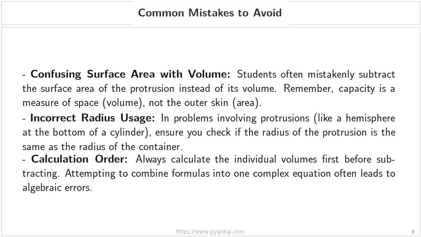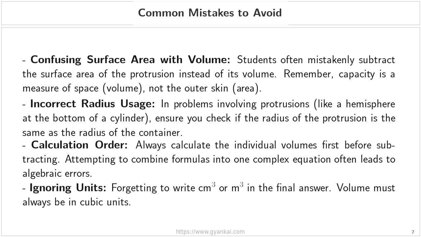Third, regarding your calculation order, I strongly advise you to calculate the individual volumes of the outer shape and the internal protrusions separately first, before you attempt to subtract them. While it might be tempting to try and combine everything into one long, complex equation to save time, this is where most algebraic errors happen. Keep it simple. Find volume A, find volume B, and then subtract. Finally, never ignore your units. It is easy to get caught up in the numbers, but a volume calculation is incomplete without its units. Always ensure your final answer is expressed in cubic units, such as centimeters cubed or meters cubed. Keep these points in mind, and you'll be well on your way to mastering subtractive volume.